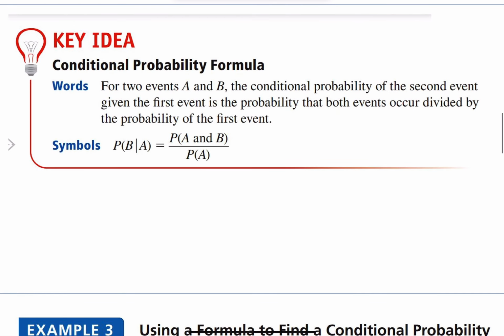So the key idea for two events A and B, the conditional probability of the second event given the first event is the probability that both events occur divided by the probability of the first event. So we already kind of worked through this formula. So probability of B given A is the probability that they both occur divided by the probability that the given one occurs.